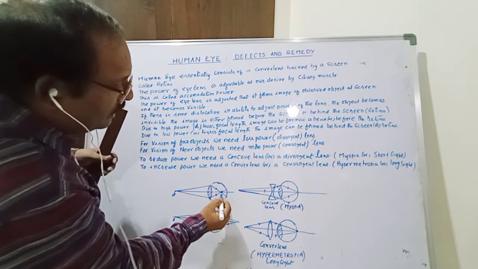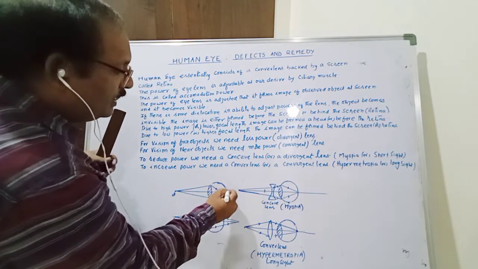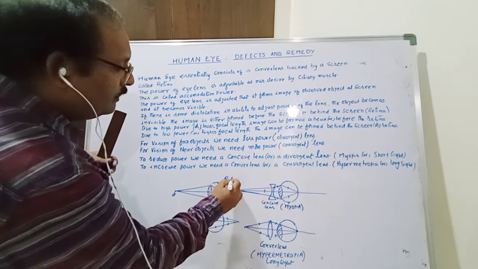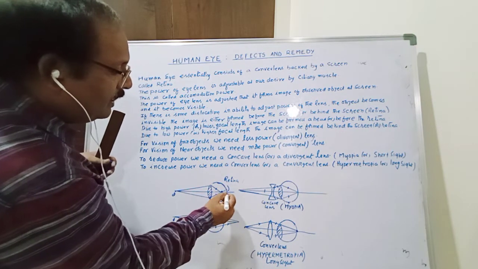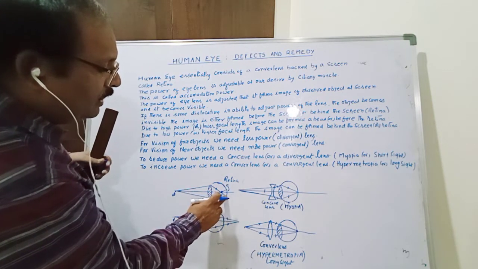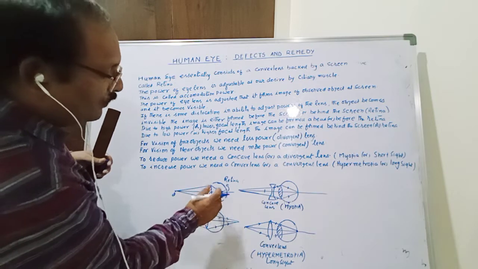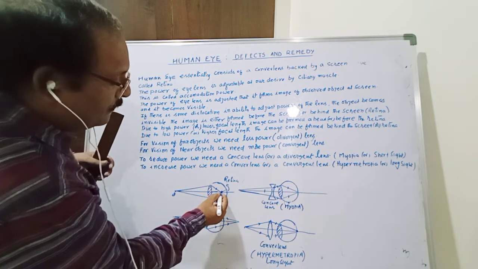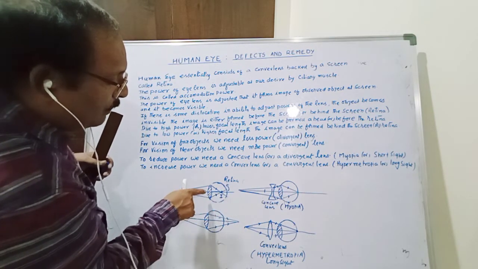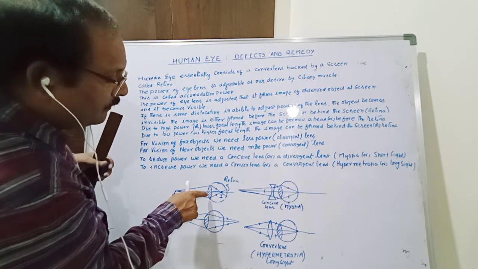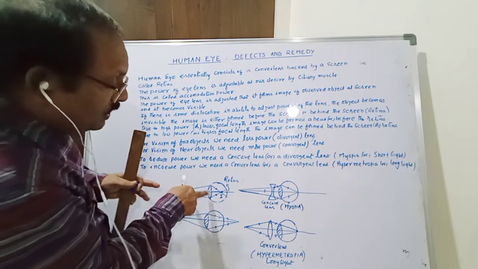Image is forming here. So this is the retina. It's not forming on the retina. It is before. That focal length is now decreased. As focal length decreases, the power of this lens is increasing. So you need to adjust the power of the lens.